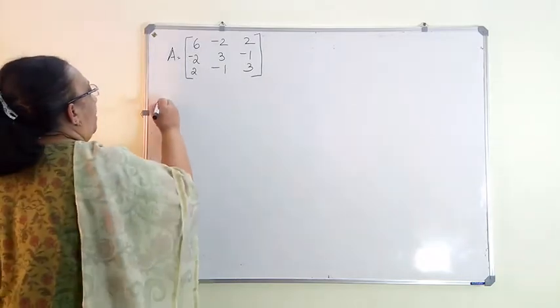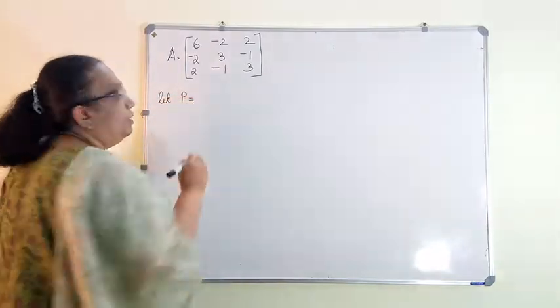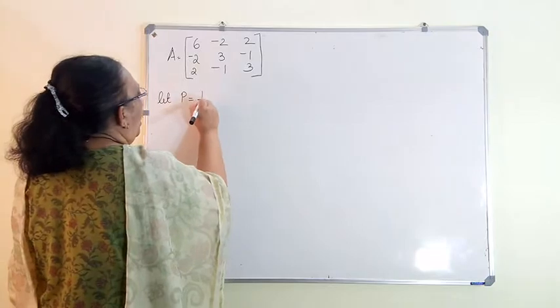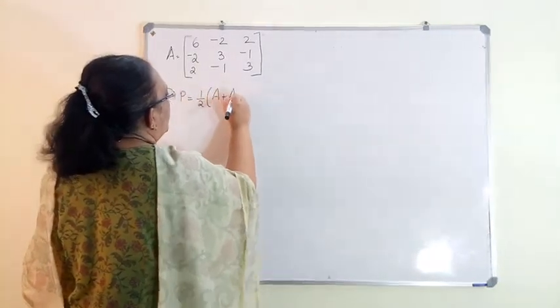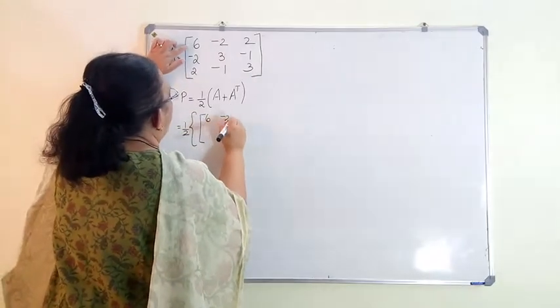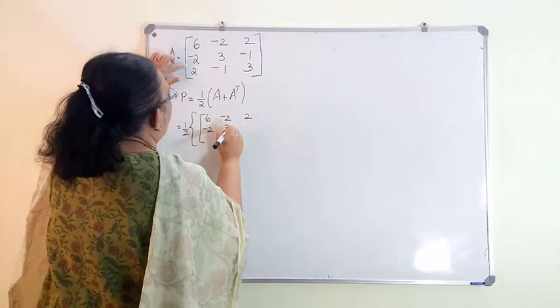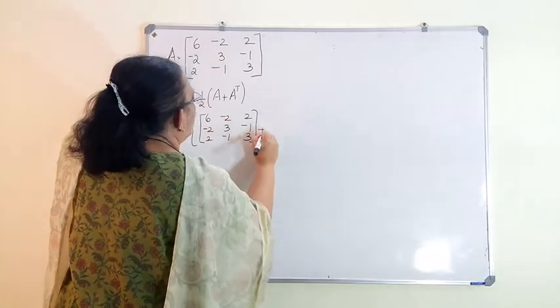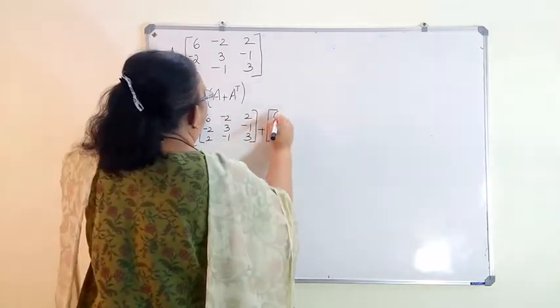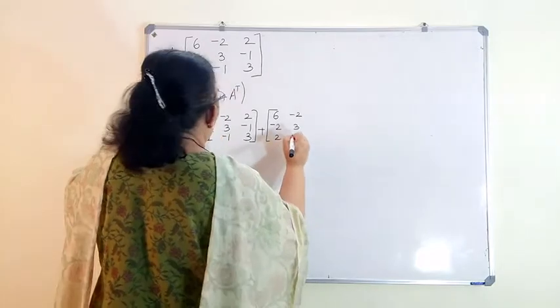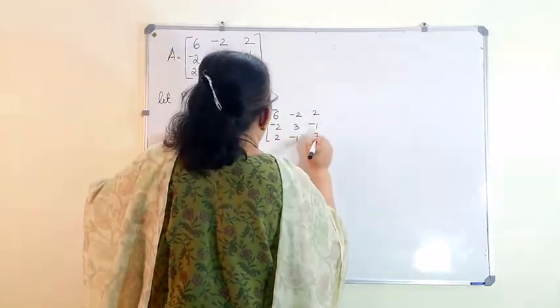What is the first step? Let P is equal to, do along with me. Don't look on the board. Look only in your notebook. P is equal to half of A plus A transpose, equal to half of A. What is A? 6 minus 2, 2, minus 2, 3, minus 1, 2, minus 1, 3, plus transpose 6 minus 2, 2, minus 2, 3, minus 1, 2, minus 1, 3.